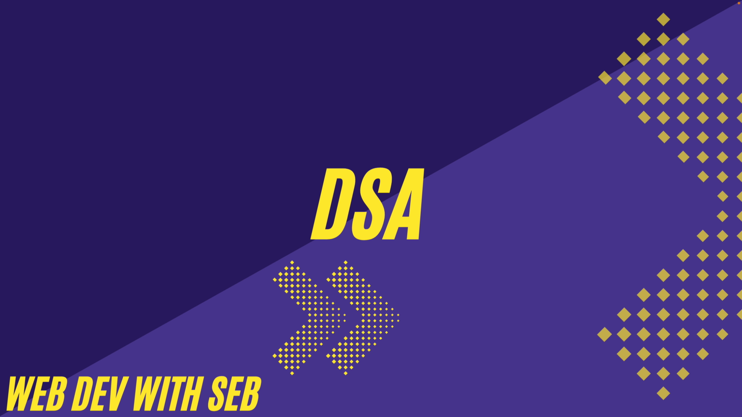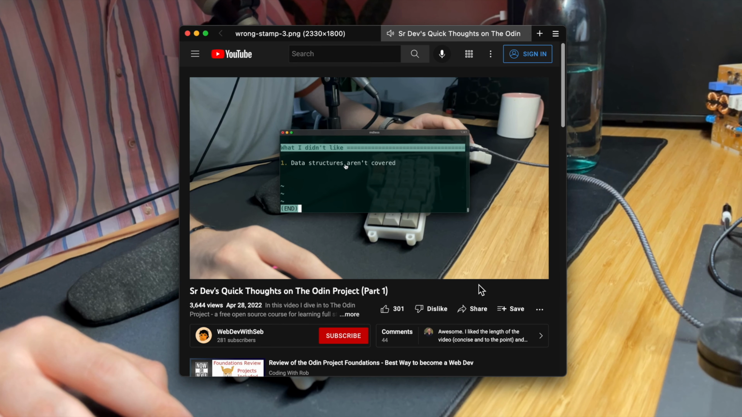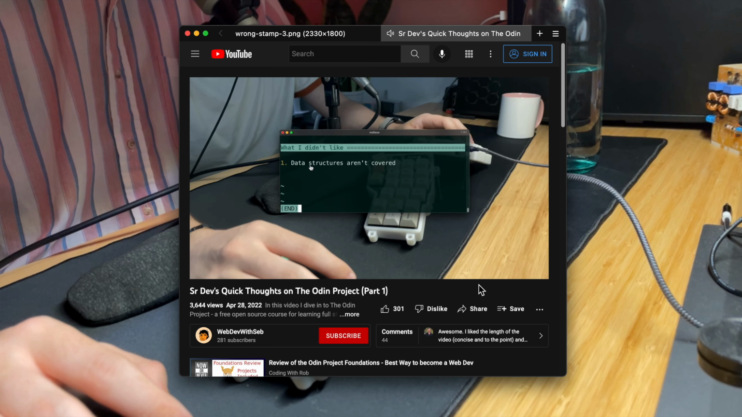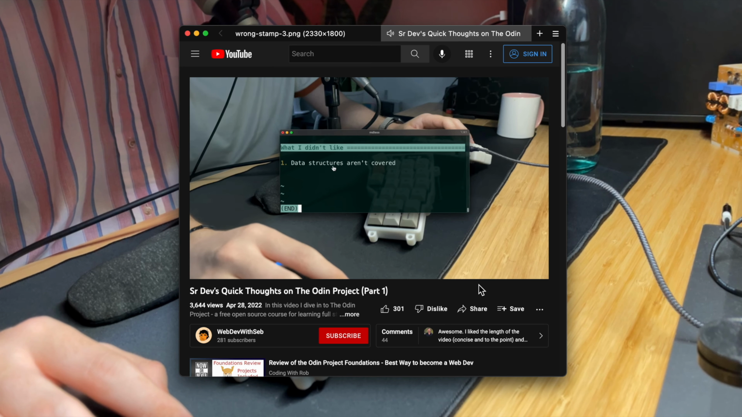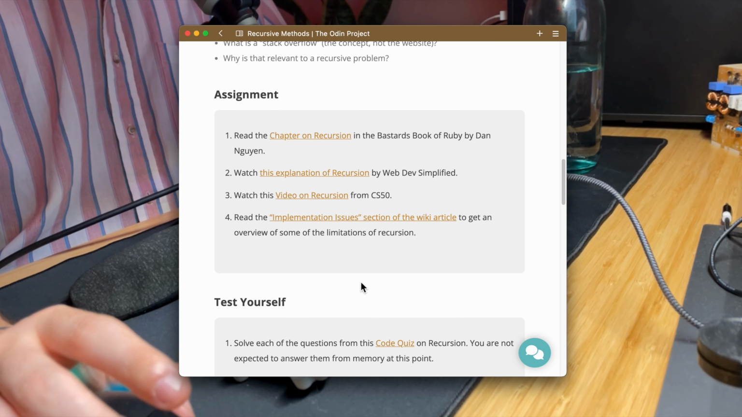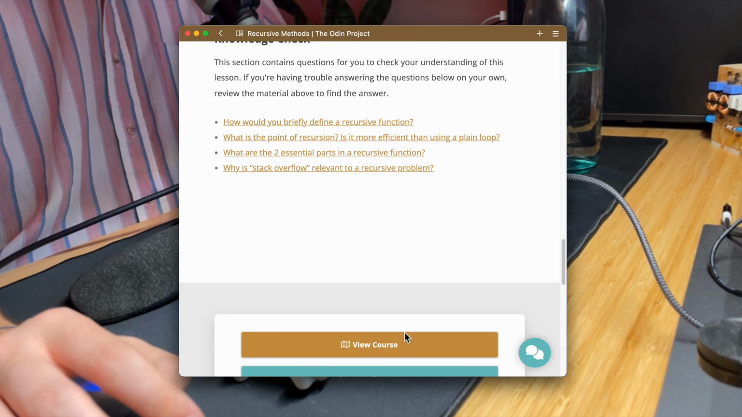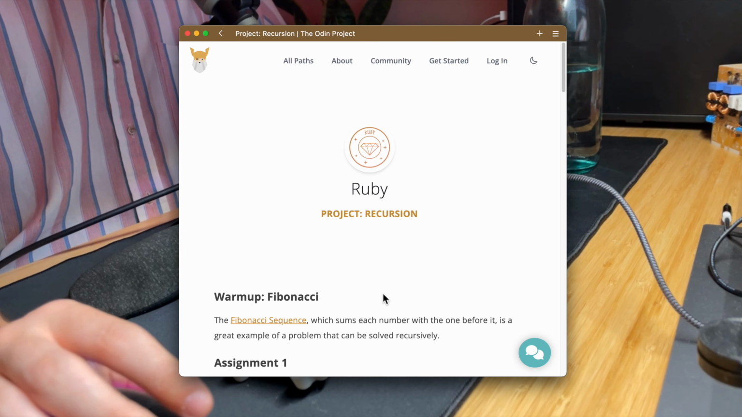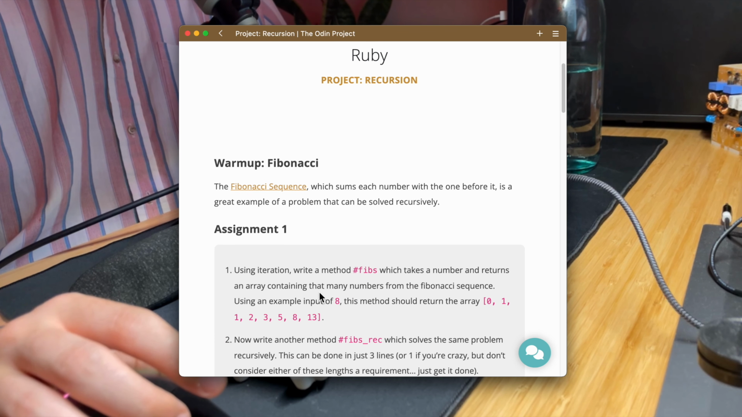Next up, data structures and algorithms. In the last video, I mentioned slight disappointment in the fact that DSA wasn't covered in the first half of the Odin project. Turns out I was wrong. DSA is covered, but it's only covered in the Ruby track. It's not included in the full stack JS path, but I heard from some users that a general DSA course is in the works.